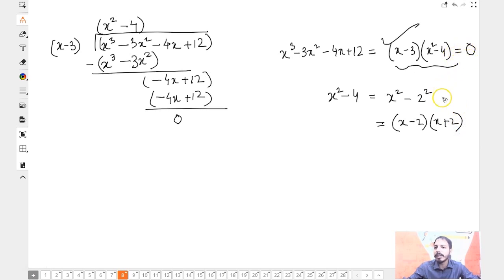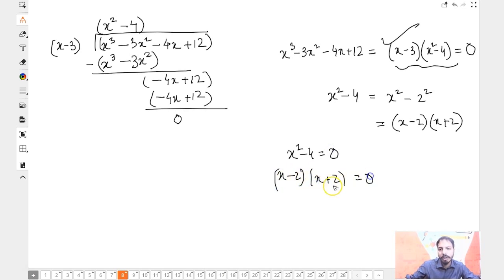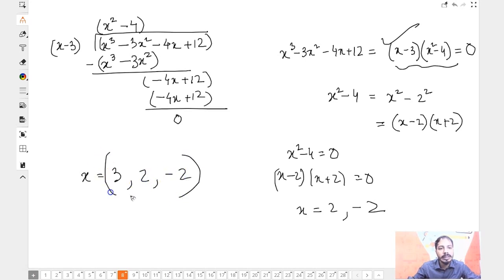Now if I equate this equal to 0, what will happen? That means x square minus 4 equal to 0. So I can write x minus 2 into x plus 2 equal to 0. So from here I will get x is equal to 2 and minus 2. So that means what are the total zeros? One zero I already got, that is x is equal to 3. The others are 2 and minus 2. So these are the 3 zeros of this particular polynomial.